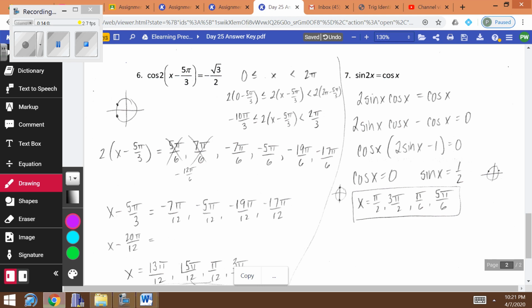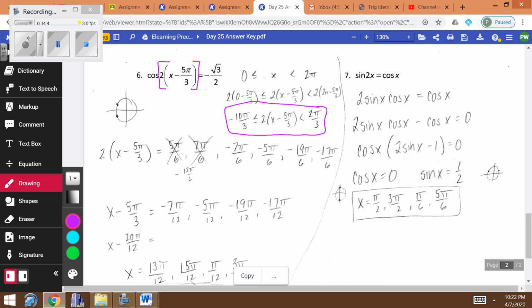So for number 6, we've got kind of a multi-step problem. Notice that this is a 2 times that whole thing right here. So 0 is less than or equal to x is less than or equal to 2 pi. So again, you have to think about order of operations. You have to subtract 5 pi over 3 first, so 0 minus 5 pi over 3, then multiply by 2. That gives us the negative 10 pi over 3. 2 pi minus 5 pi over 3, that would be, 6 pi over 3 minus 5 pi over 3 would be 1 pi over 3, but times 2 would give us 2 pi over 3 here. So this is our new interval that we're looking at.